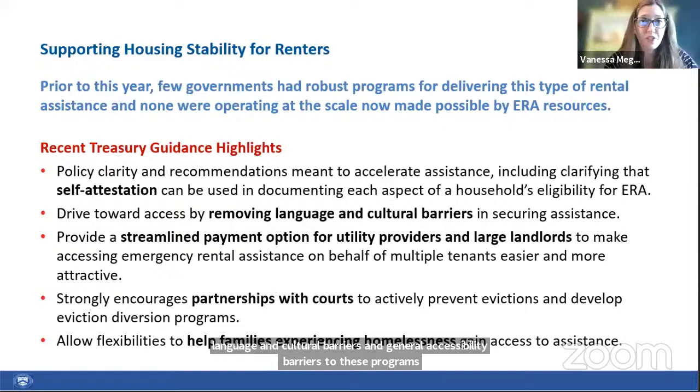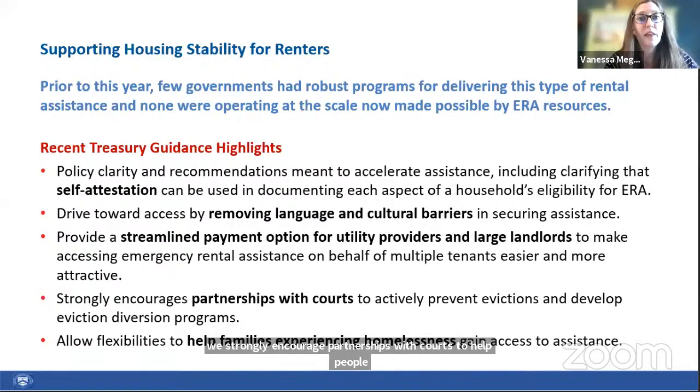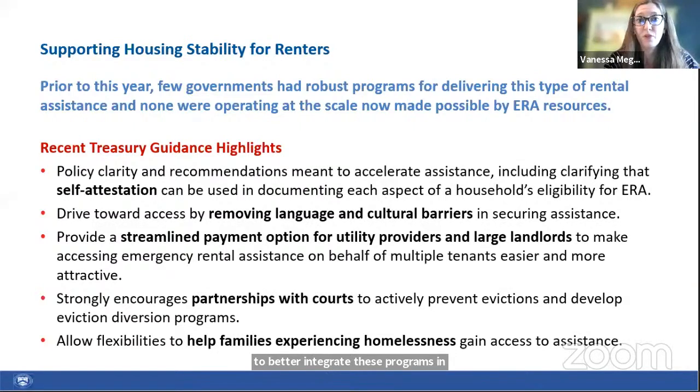Flexibilities that will allow more efficiency in reaching more renters who have rental arrears and utility arrears. Also, we strongly encourage partnerships with courts to help people who are at imminent risk of eviction. And we've also allowed flexibilities to better integrate these programs into the continuum of care networks, and to even help those who are experiencing homelessness within certain constraints. So next slide.